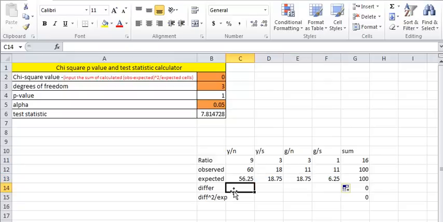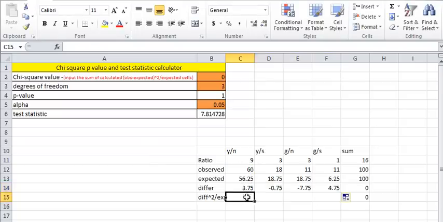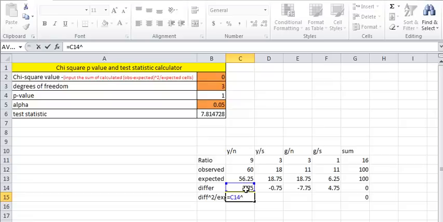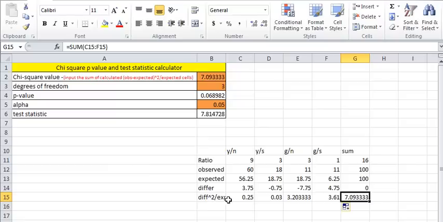Now to get the difference, you just do equals the observed minus the expected, and fill that in for each one of these. And then to get the chi-square number, you need the difference squared, so you do equals this number squared, and then divided by the expected. Then hit enter, copy this, and drag it down. And then right here is your sum of the difference squared divided by the expected. That's 7.09, and that's your chi-square value. I had already set it to be G15, so that's why it automatically changed.